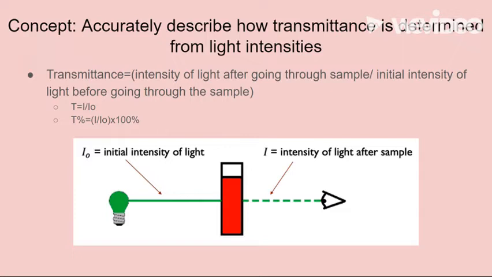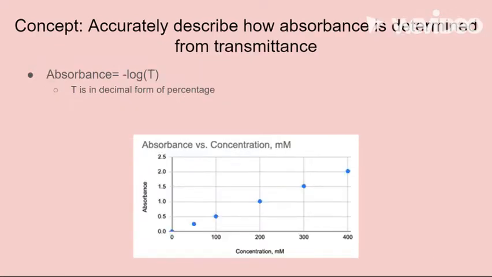The diagram shows how the initial intensity of light is the light before it hits the cuvette, and the intensity of light after sample is the light that passes through the cuvette and is present on the other side. The third concept is accurately describe how absorbance is determined from transmittance.